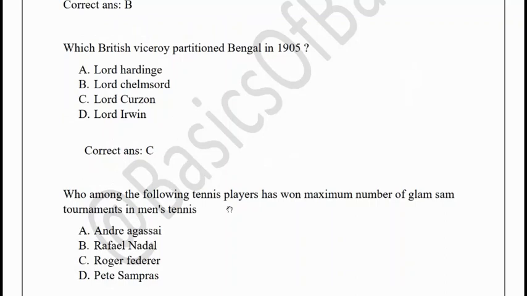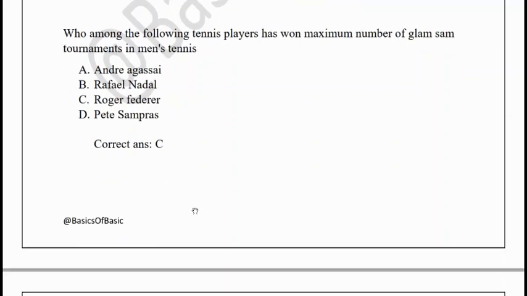Which among the following tennis players has won the maximum number of Grand Slam tournaments in men's tennis? So almost everyone would have eliminated A and D, so the confusion will be between B and C. So let us see the answer. It is C, Roger Federer.